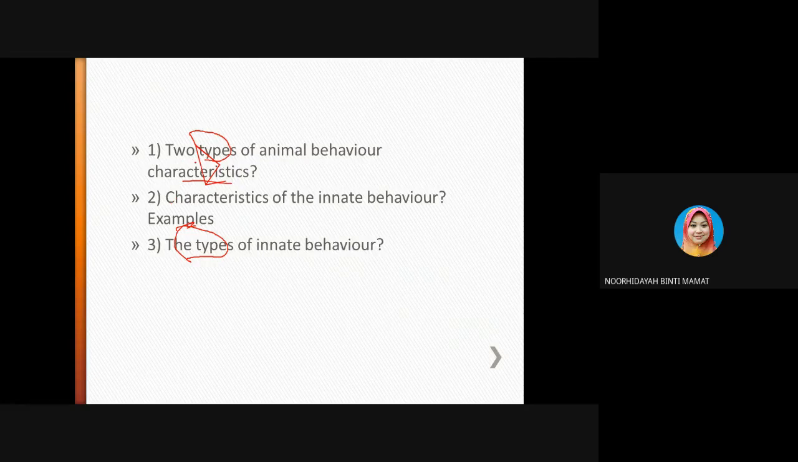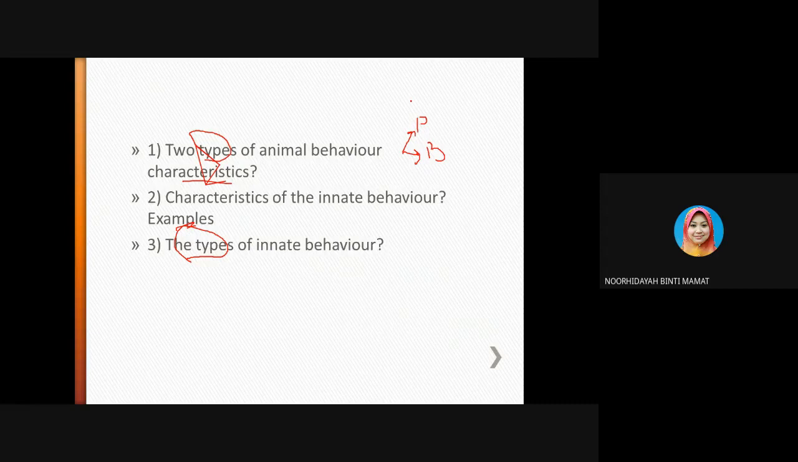So the two types of animal behavior characteristics we have: the first one is physical characteristic, while the second one is behavior characteristic. The physical characteristic includes color and body structure, and also changes of the physical characteristics, such as hair, leg, and weight, which may change, for example, due to injury.